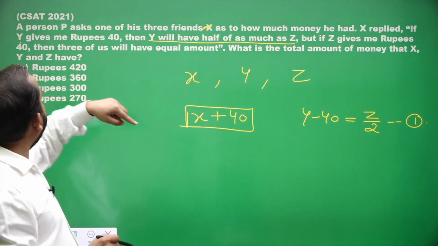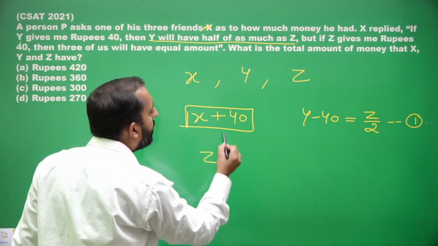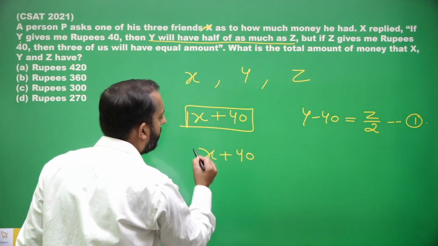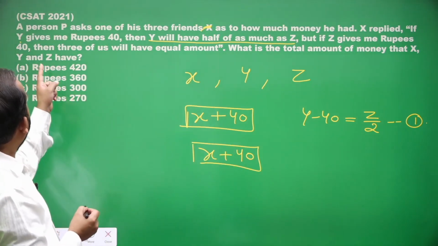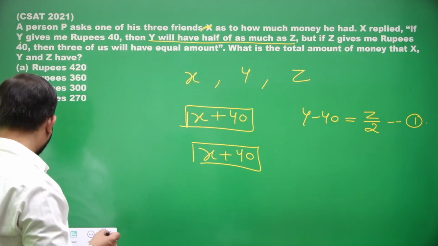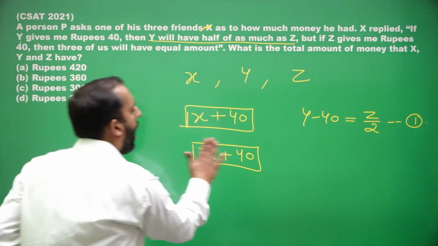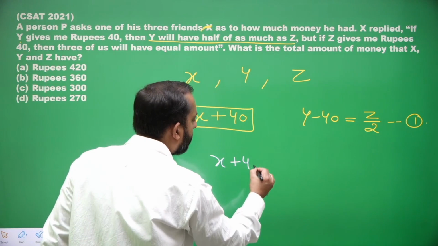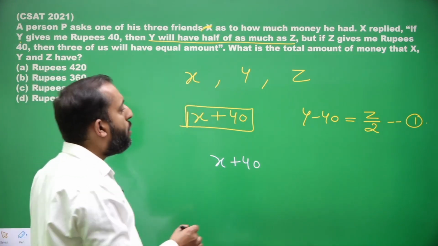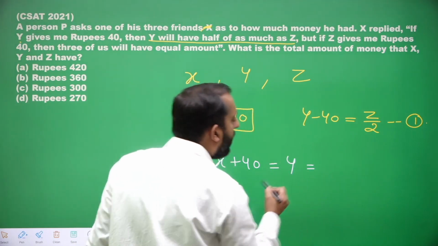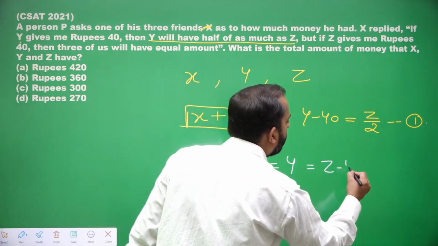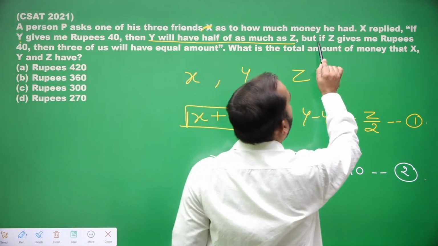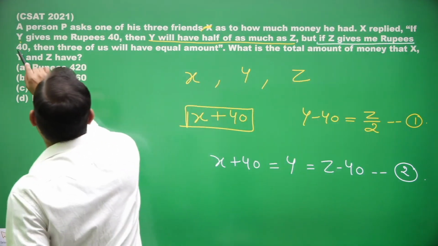But if Z gives me rupees 40, now instead of getting 40 from Y, X is getting rupees 40 from Z, then the 3 of us will have an equal amount. After acquiring 40 rupees from Z, money with X will be X plus 40. Money with Y will be Y only, and money with Z is going to be Z minus 40. This is your equation number 2. Because in the second condition, only Z is giving some amount to X.